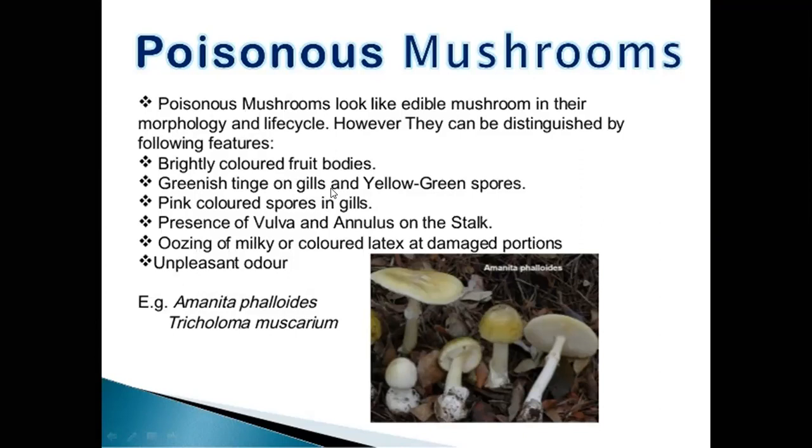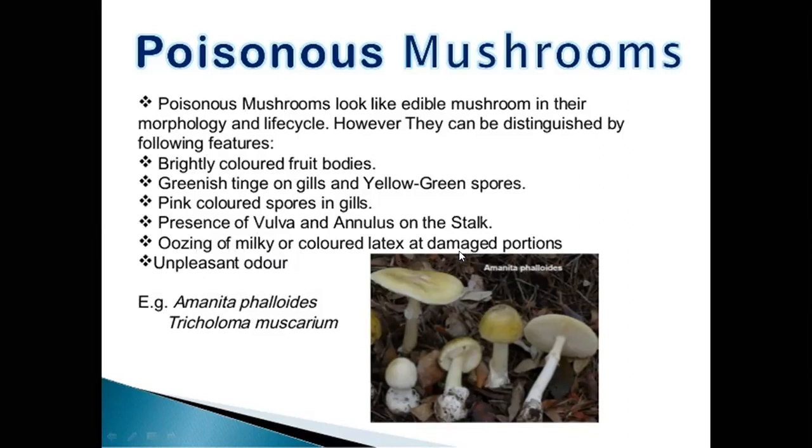Greenish tinge on the gills and yellow-green spores. Greenish tinge मतलब वहां पे थोड़ा सा एक texture रहेगा greenish color में. On the gills and yellow-green spores, वहां पे yellow-green spores मिलेंगे आपको. Pink colored spores on the gills sometimes. Presence of volva and annulus on the stalk. Oozing of the milky or the colored latex from damaged portions.